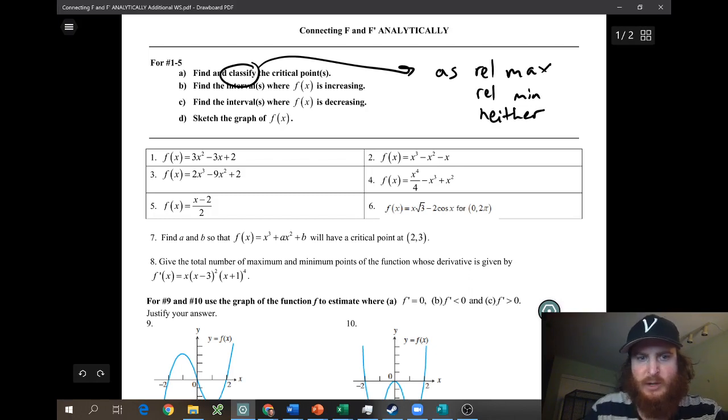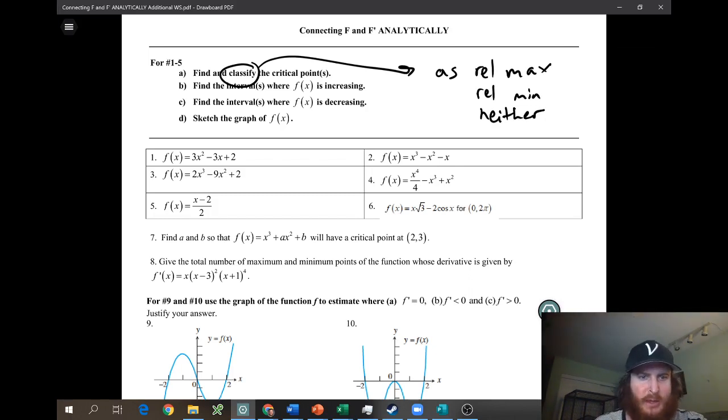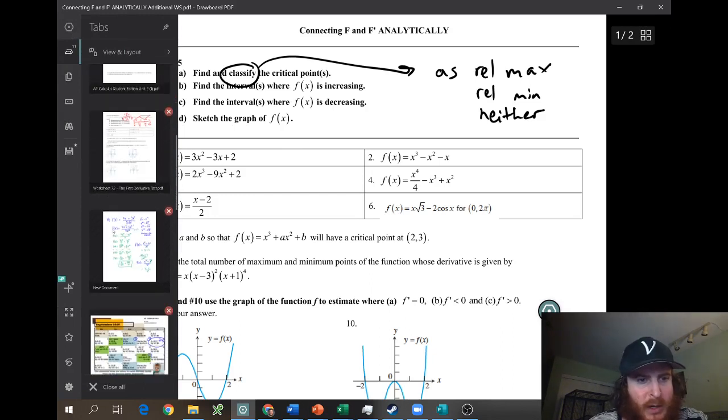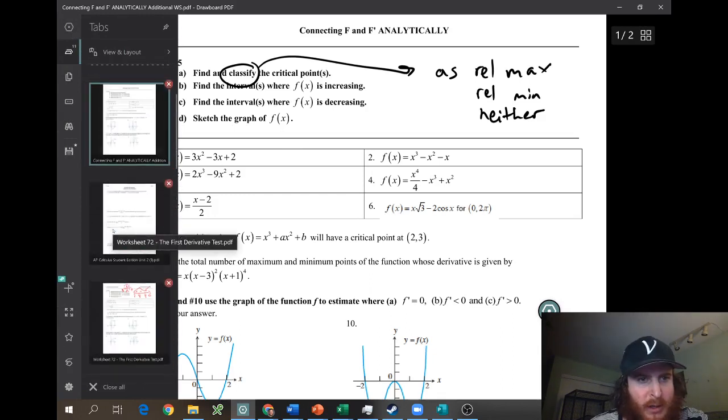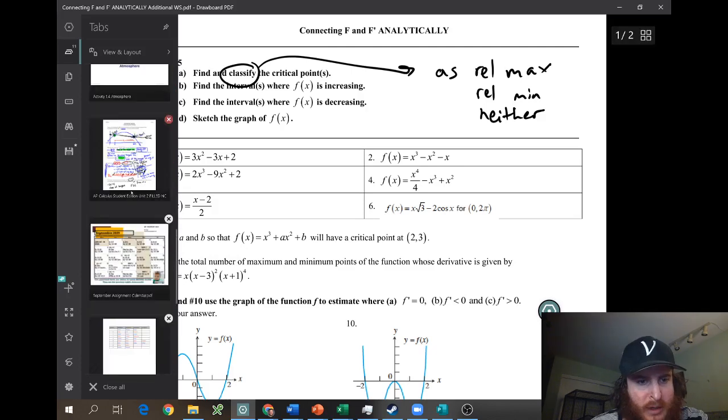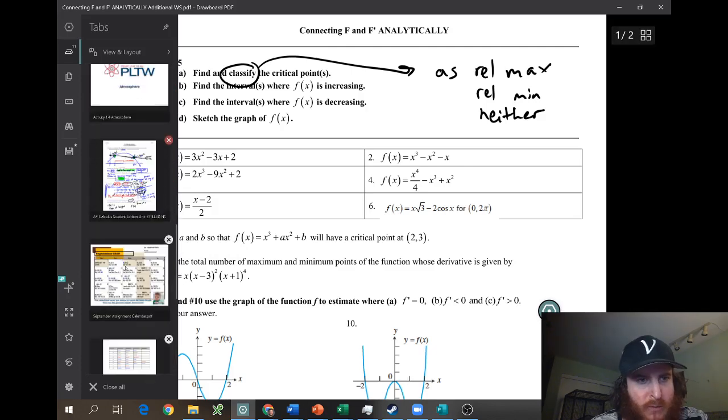So we do want to make sure that we're doing that for all of them, that they're either a relative max, a relative minimum, or neither. And then find the intervals where f of x is increasing and find the intervals where f of x is decreasing. And then this also asks us to sketch a graph. We didn't do that in our notes. So that's kind of one reason why I wanted to talk about this, just so we could kind of look at what this might look like in the notes, if we had done that.